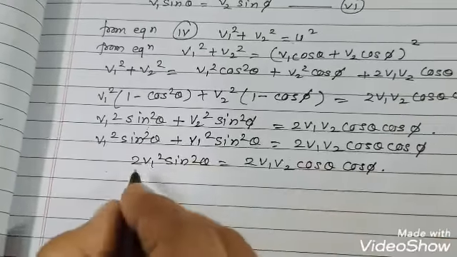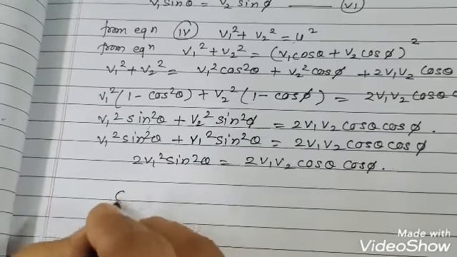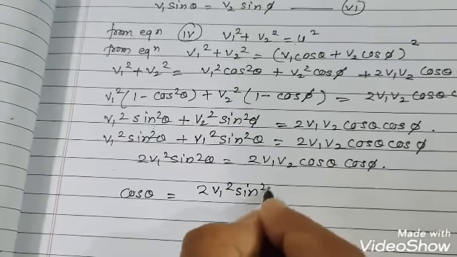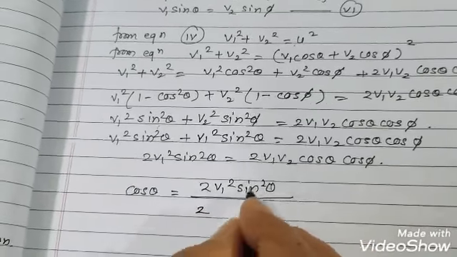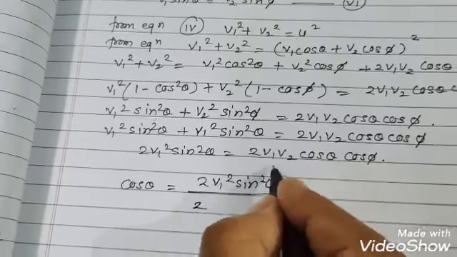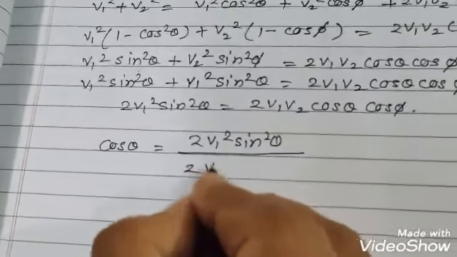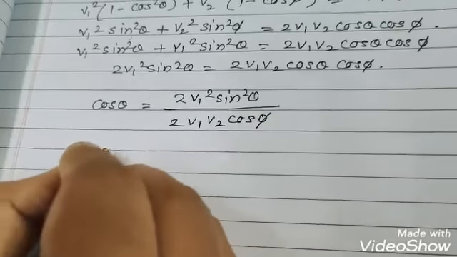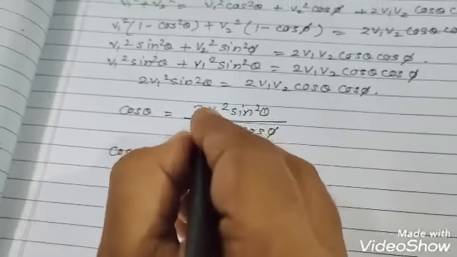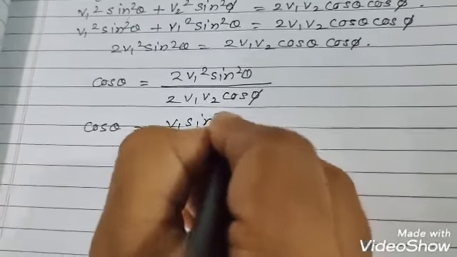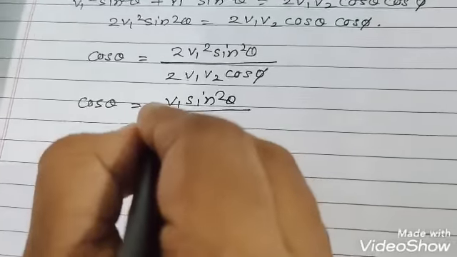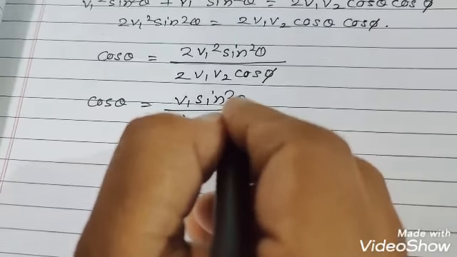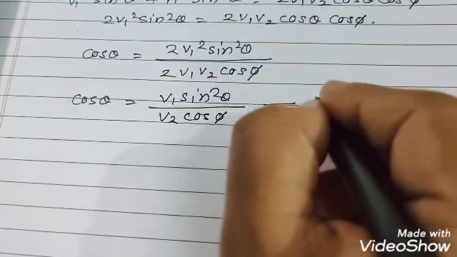Now the value of cos theta we can write here: 2v1 square sin square theta upon 2v1 v2 cos phi. 2 would be cancelled, v1 would be cancelled, and it will come cos theta is equal to v1 sin square theta upon v2 cos phi. But this I'm just writing as equation 7 first.